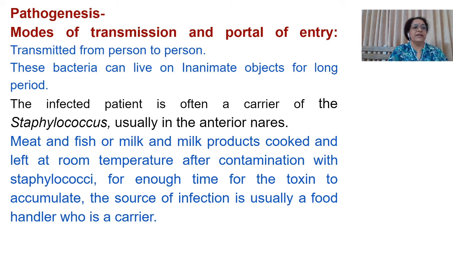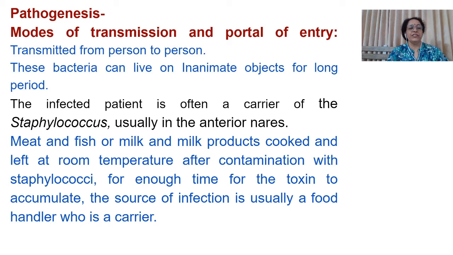Now, in detail, the pathogenesis of Staphylococcus aureus. As you know, these microorganisms are present as a commensal of human skin as well as in the nares. Their mode of transmission and portal of entry is related to this. That is, they are transmitted from person to person. As they live on inanimate objects for a long period, transmission from fomites to human beings is also possible.